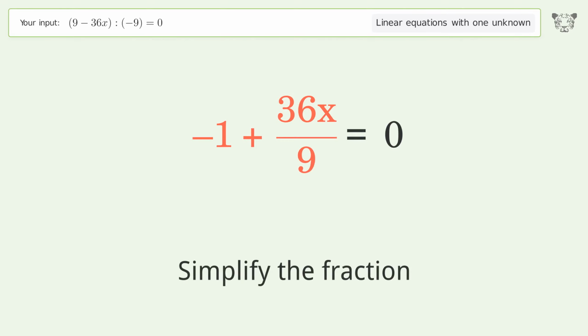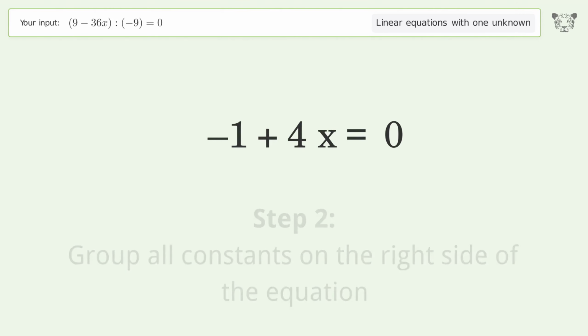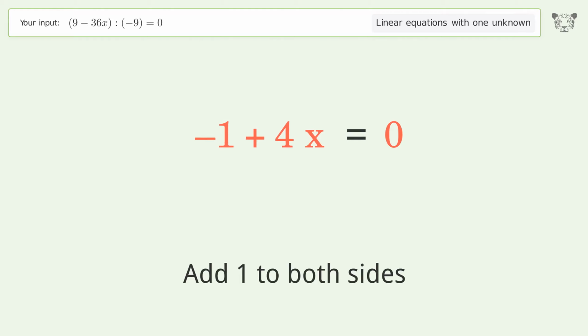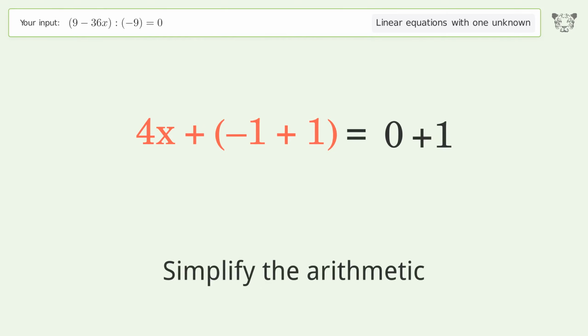Simplify the fraction. Group all constants on the right side of the equation. Add 1 to both sides. Group like terms. Simplify the arithmetic.